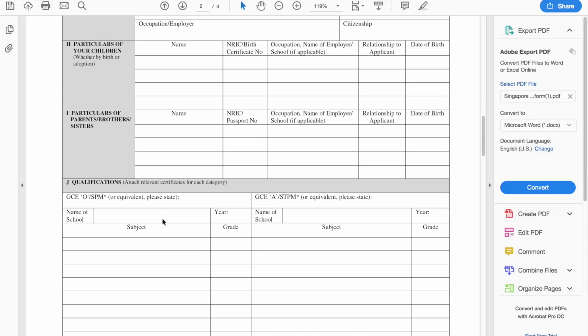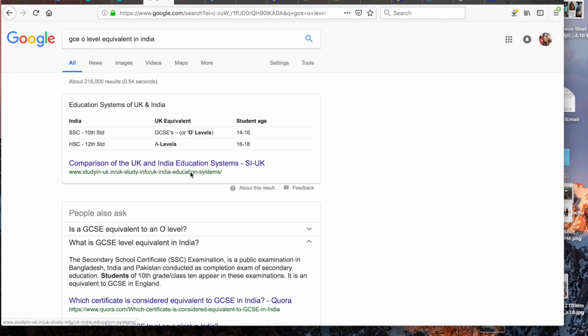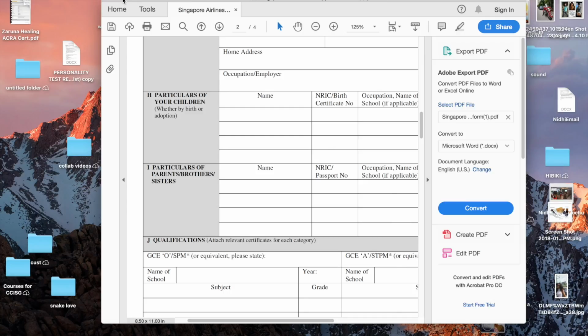Coming to educational qualifications, to a lot of people this could be a little bit confusing. So I'm just going to Google this here, and as you can see, this information right here says Education Systems of UK and India. Which is pretty much similar to what Singapore has, which is GCE O-levels and A-levels. So it's 10th and 12th basically. That's exactly what you need to provide in this form when you look it up. So let's go back to the form.